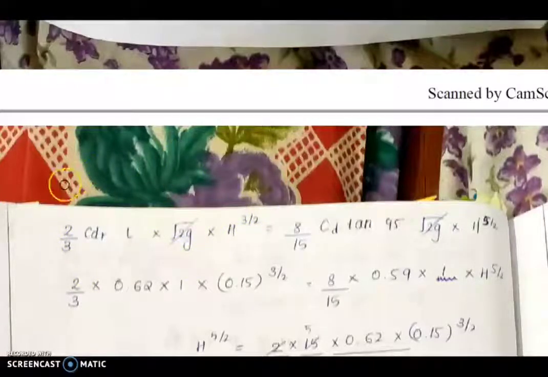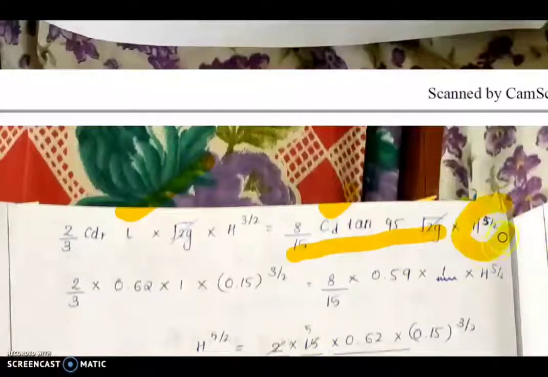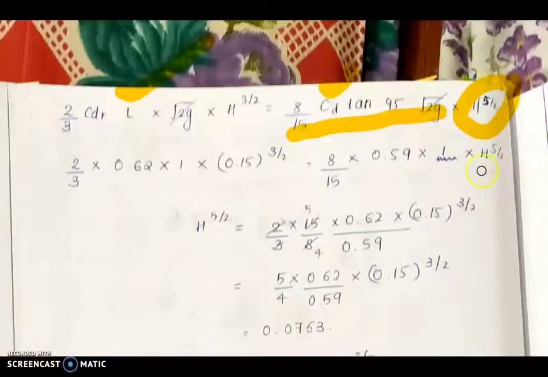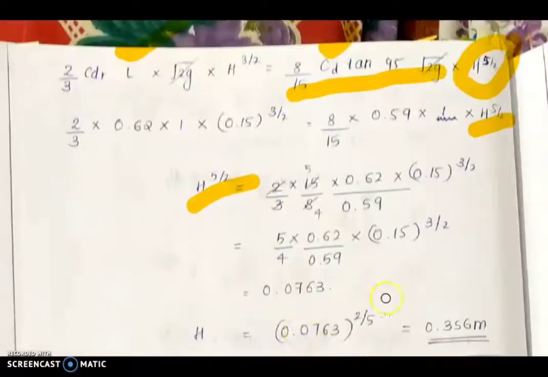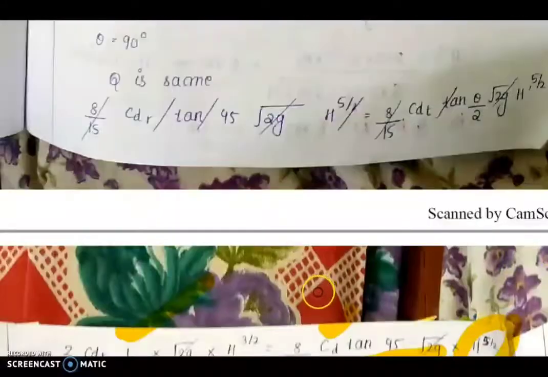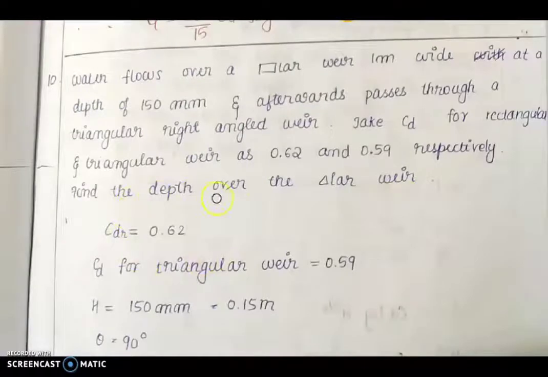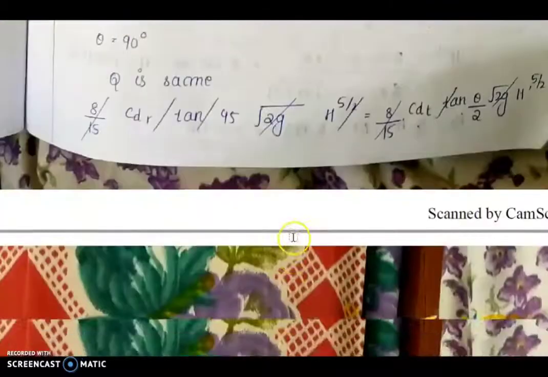So all the data on this side is known. Okay, so simply substitute that value, and here CD is also given for the triangle. See, all this data you can find out, only unknown here is H. Okay, so from here you can find out the value of H. Okay, so H raised to 5 by 2 is so and so, and finally you have arrived at the answer H. So this is a very easy question. So you have found out the height of the depth over the triangular weir. Okay, I hope this question is clear to you.